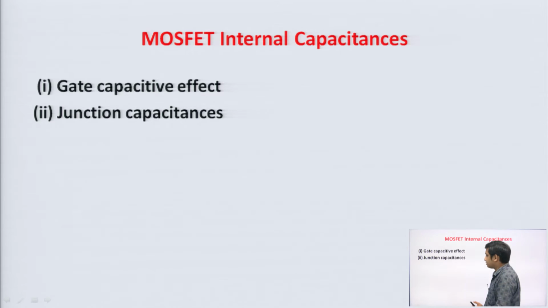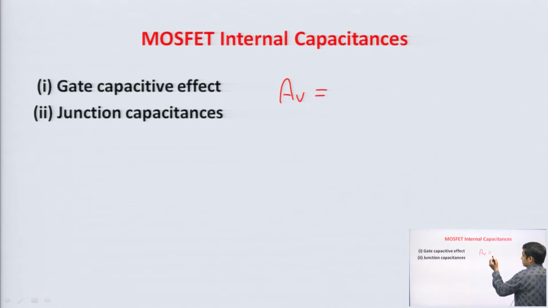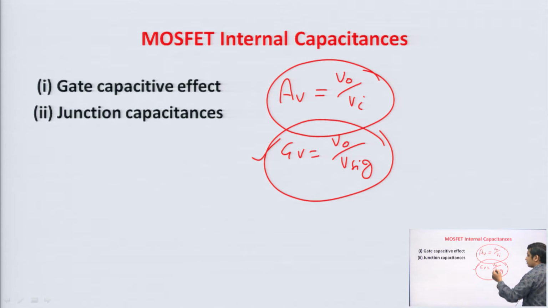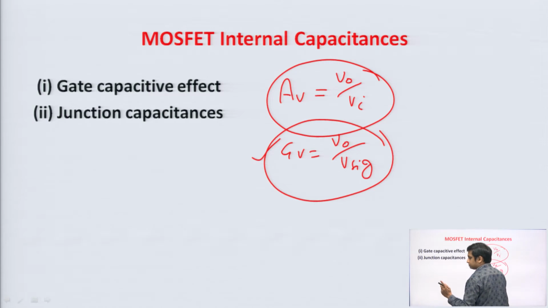Now, see, in unit 1 we calculated the voltage gain, the overall voltage gain V naught upon Vsig. When we did these calculations in the last unit for the common source amplifier, we neglected the effect of the coupling capacitors and bypass capacitors.